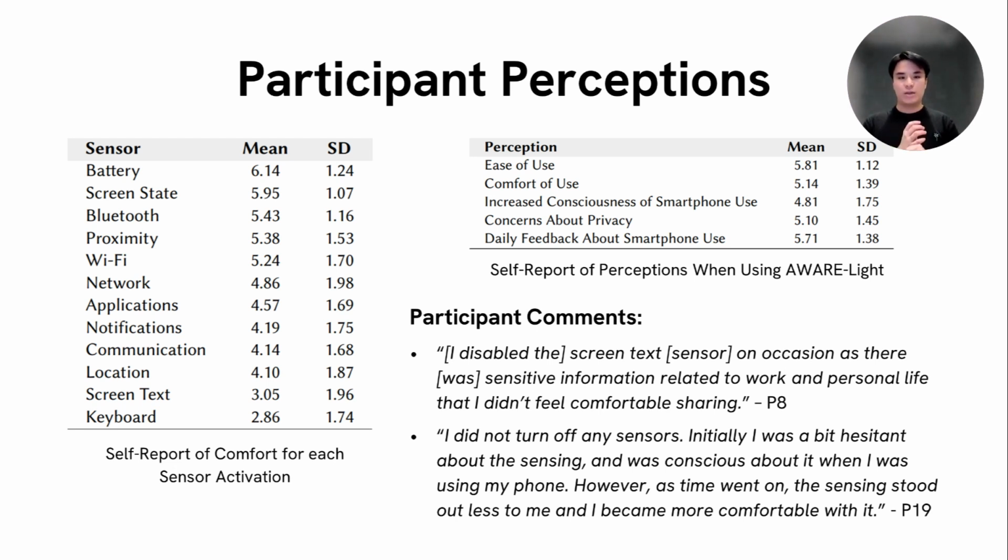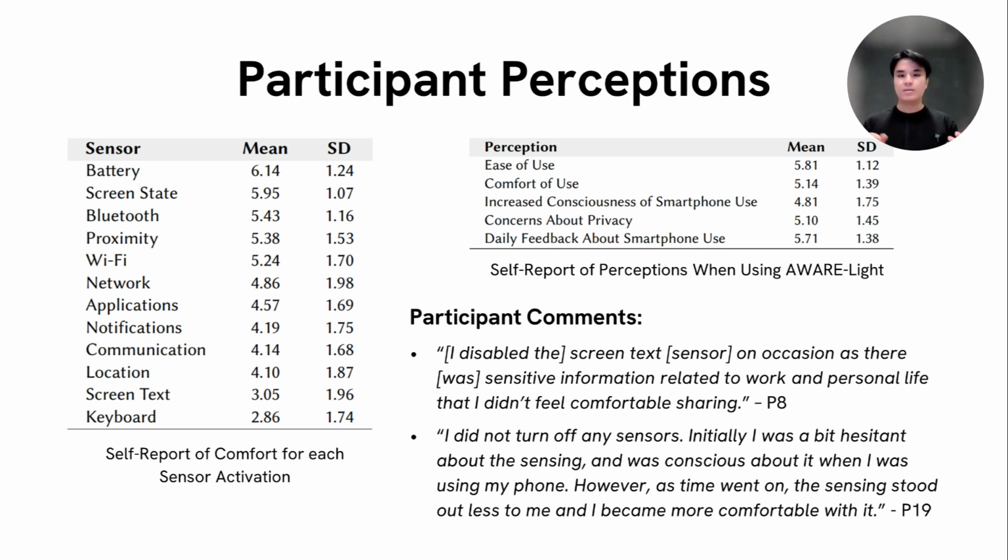Sensors like battery, Bluetooth, and Wi-Fi were deemed non-intrusive, while the text and keyboard sensors raised more discomfort due to potential sensitivity of captured data. Interestingly, though, keyboard sensing was viewed as more intrusive, possibly due to the active nature of typing.